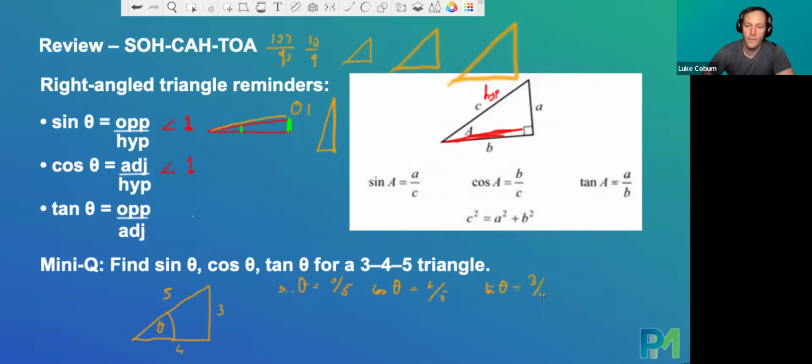3 over 4. So another thing is that even though I say sine theta and cos theta always have to be less than 1, they can be equal to 1. So we could say less than or equal to 1.